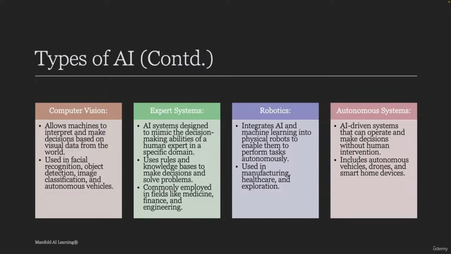And we have robotics. Robotics is another type of AI where it will integrate artificial intelligence and machine learning into physical robots. What this would do is enable the machines to perform tasks in an autonomous manner. So this is used in sectors like manufacturing, healthcare, and exploration. And another type of AI which you could come across is the autonomous system. It's an AI driven system which can operate and make decisions without human intervention. And this includes autonomous vehicles, drones, and smart home devices. So these are all the various types of artificial intelligence.